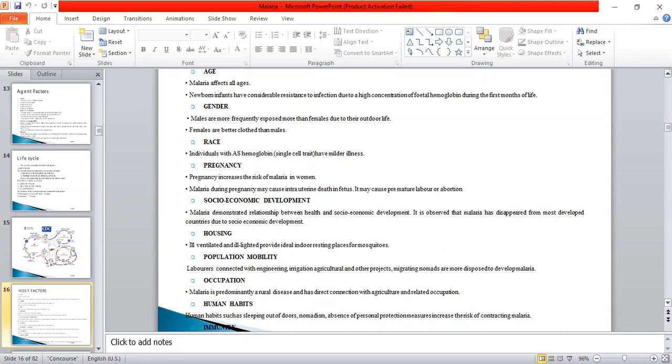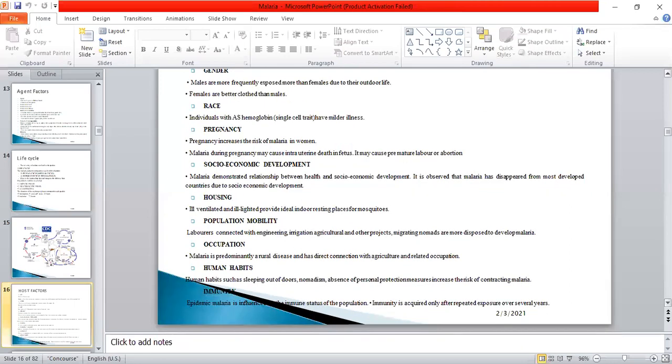Occupation: malaria is predominantly a rural disease and has a direct connection with agriculture and related occupations. Human habits: people sleeping outdoors, nomadism, and absence of personal protection are risk factors for contracting malaria. Immunity: malaria is influenced by the immune status of the population. Immunity is acquired after several repeated exposures over several years.